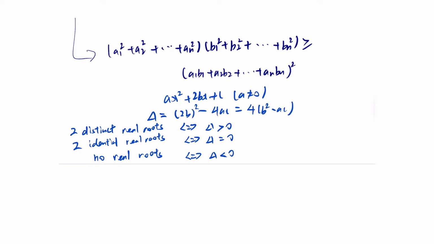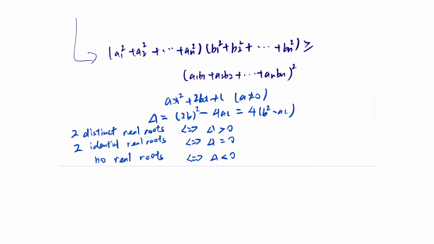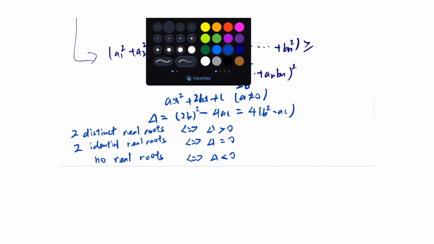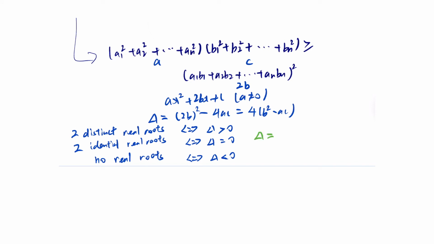And how do we apply these facts to the Cauchy-Schwarz inequality to prove it? So if we think of a1 b1 plus a2 b2 plus all the way up to an bn as b, so 2b, and a1 squared plus all the way up as a, and b1 squared plus b2 squared all the way up to bn squared as c, we will have a delta equal to (2b) squared minus 4ac, and we want this to be smaller than or equal to 0, so we have b squared smaller than or equal to ac, which is our Cauchy-Schwarz inequality.